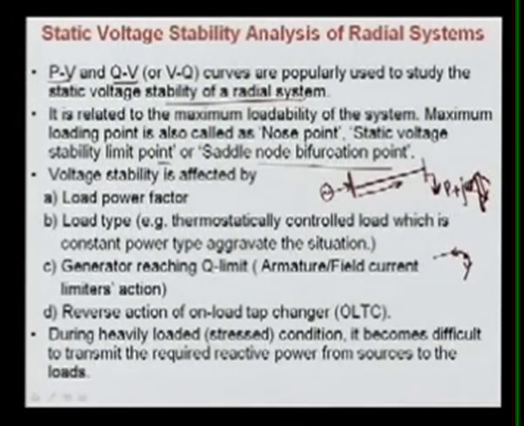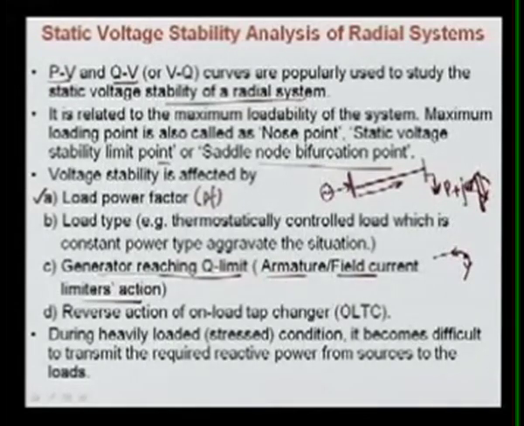The voltage stability is affected by various factors. First one, as we can see, is the load power factor, the PF, not load angle. Load type means which type of load we are using: a thermostatically controlled load, which is constant power type, aggravates the situation. Another is a generator reaching its Q limit, and the Q limit can be hit by the armature and field current limiter reactions.